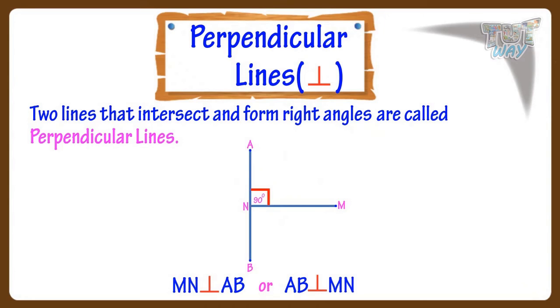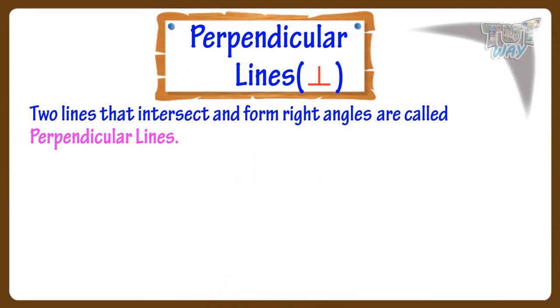Let's see more perpendicular lines. Here, line CX is perpendicular to line AB. Here, line BX is perpendicular to line CD. Here, line DX is perpendicular to line BA. Here, line AX is perpendicular to line CD.